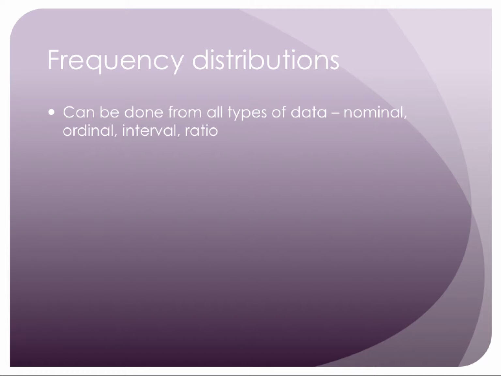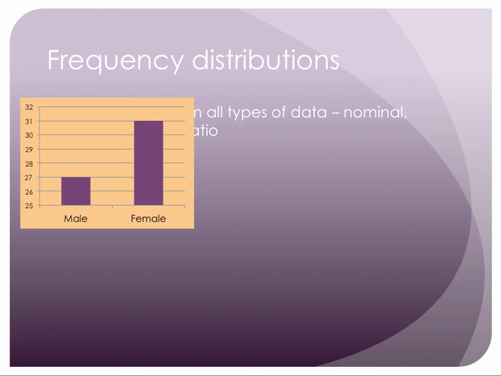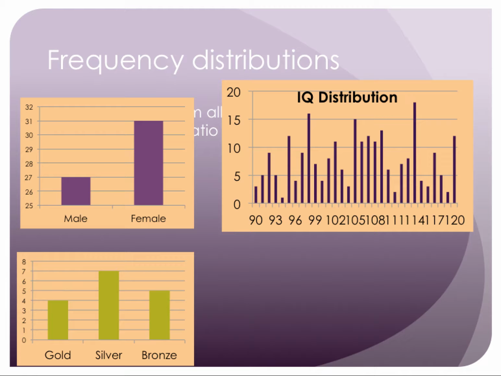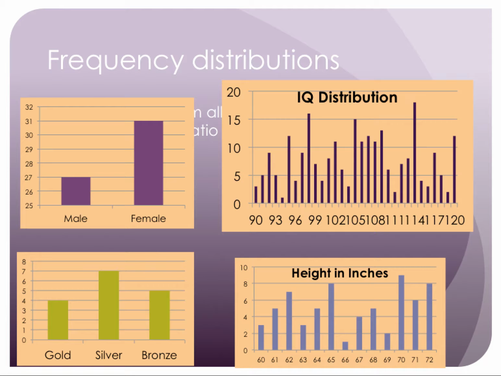And then finally, frequency distributions can be done with all types of data you have: nominal, ordinal, interval, and ratio. So it'll work for males and females, tell you the number in each. It can tell you the number of people who won gold, silvers, and bronze. You can see the number of people who have different IQs in some distribution, or height in inches. Any type of scale that you have, you can use a frequency distribution for. Frequency distributions are the most flexible types of, well, one of the most flexible types of graphs.